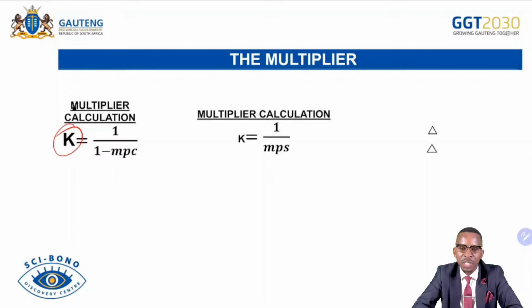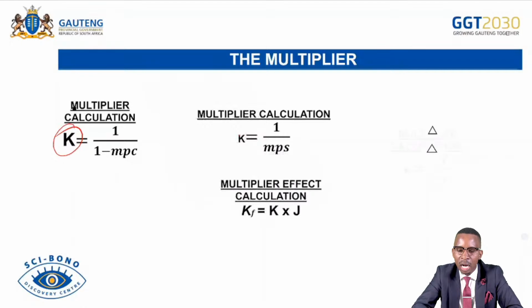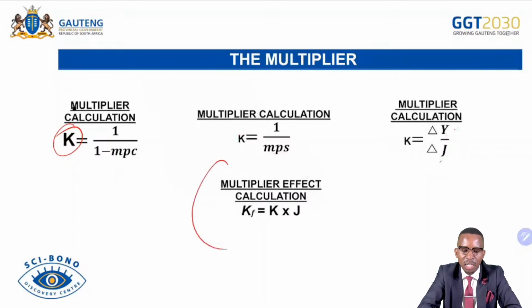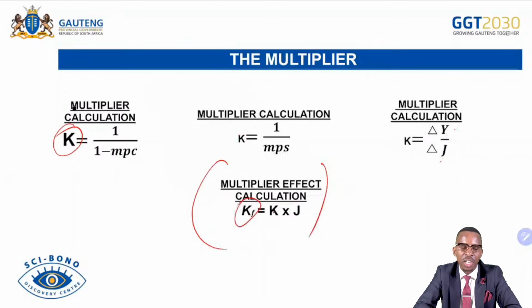And the third one, which is the macroeconomic multiplier, relates the change in income to the change in injection. So the other one, when we are given the graph, or we are given changes in income, you have to calculate the change in income divided by the change in injection. And then the multiplier effect, which is known to be a change in aggregate national income, we say multiplier effect equals K times J. So we take the value of the multiplier multiplied by the value of the injection, then you get the multiplier effect.